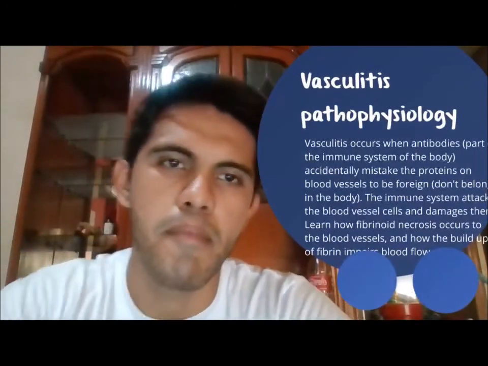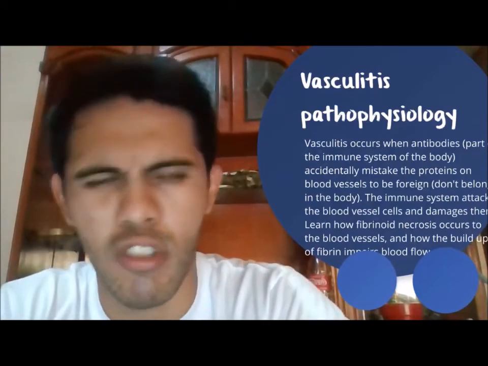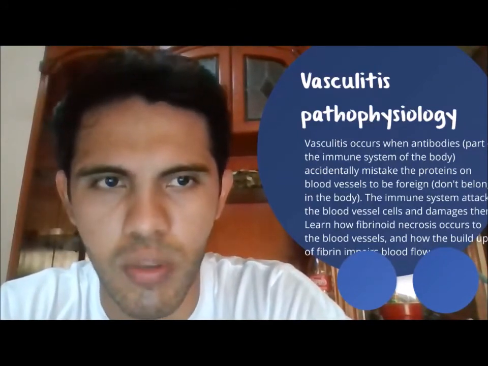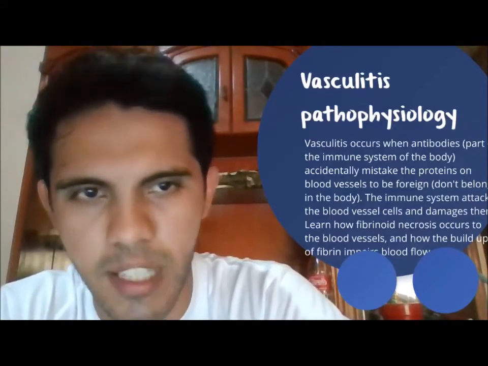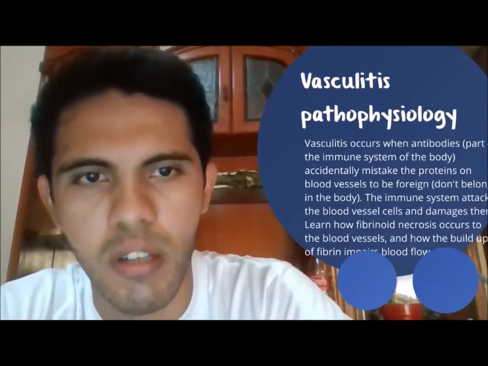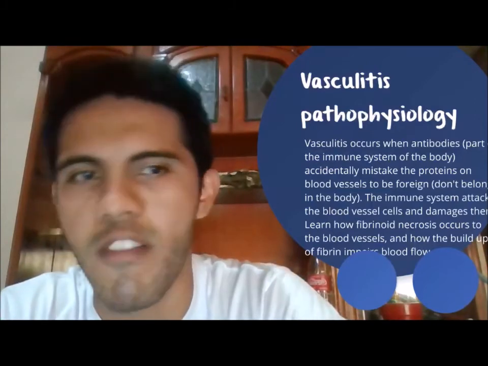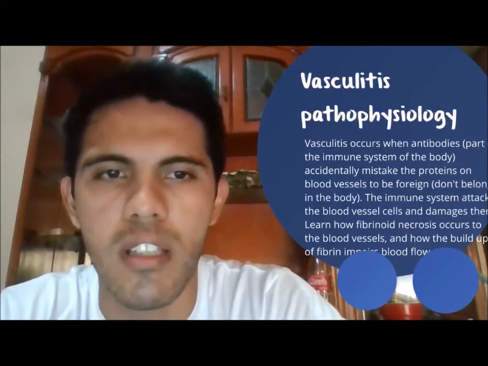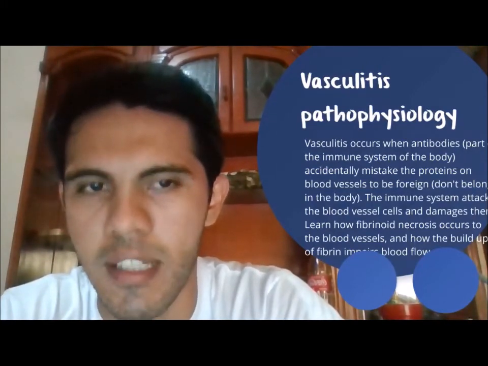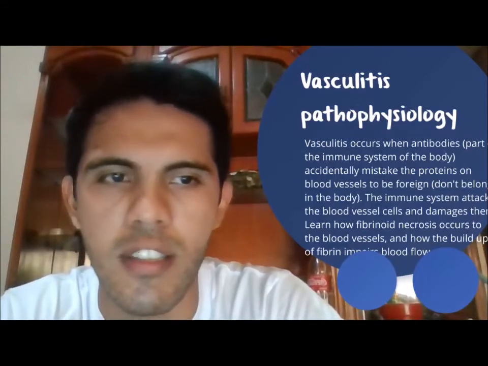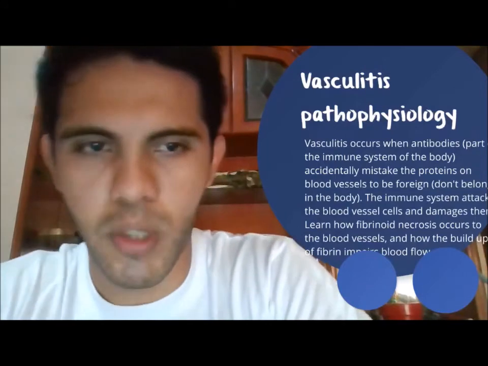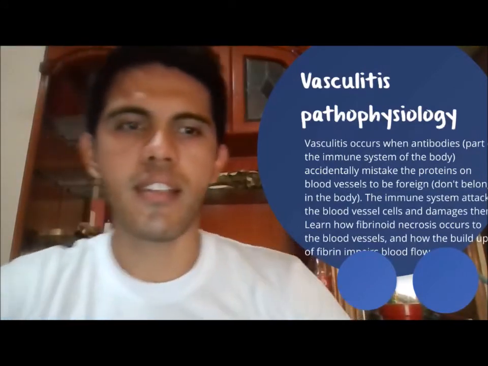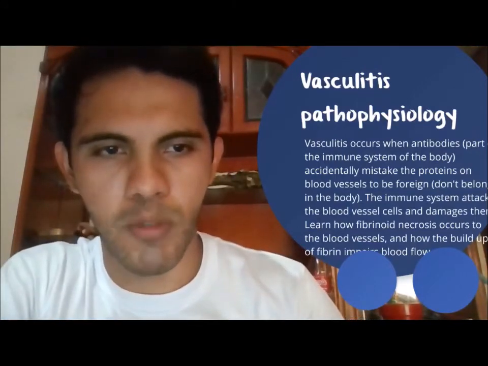Pathology. Vasculitis. Pathophysiology. Vasculitis occurs when antibodies fight the immune systems of the body. Essentially mistake the proteins on blood vessels to be foreign. Don't belong in the body. The immune system attack the blood vessels cells in the mesh.